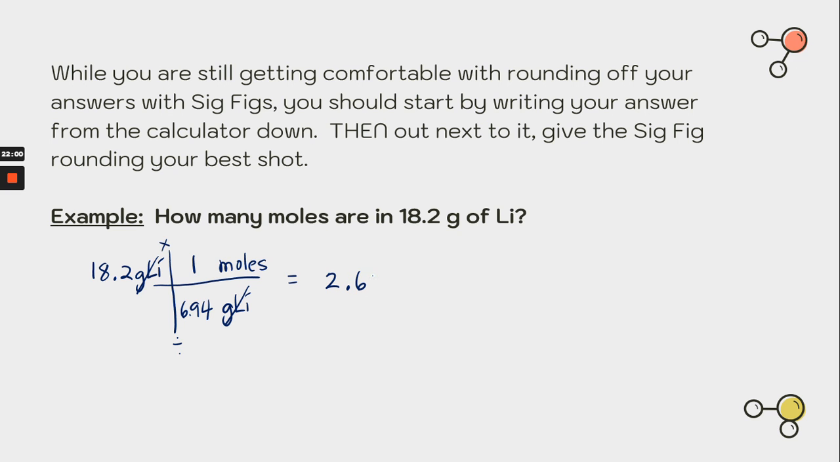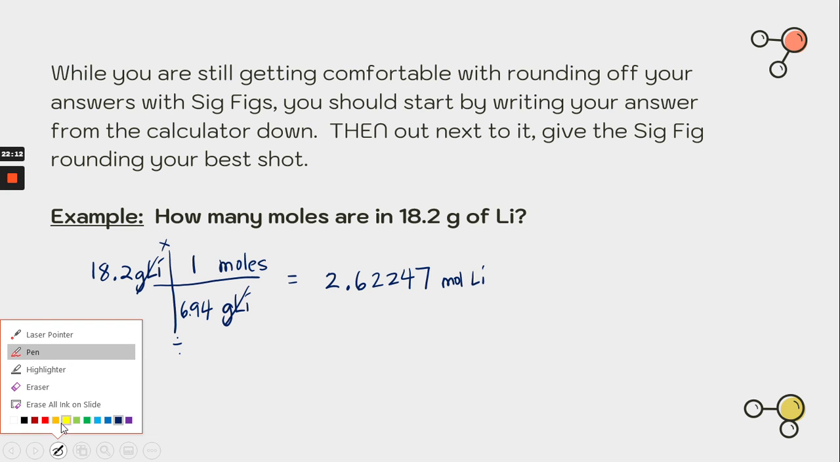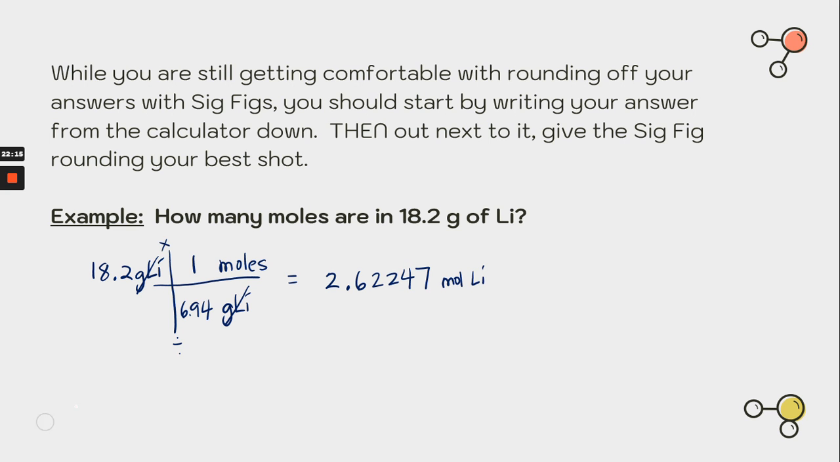So I've got all kinds of numbers on my calculator. A whole bunch of numbers. That's going to be moles of Li. But this is too many numbers. The rule is it can't be any more significant figures than what I started with. So look up here. I started with this number. This is 1, 2, 3 sig figs. So my number can have, and you always count from the left, 1, 2, 3 sig figs.